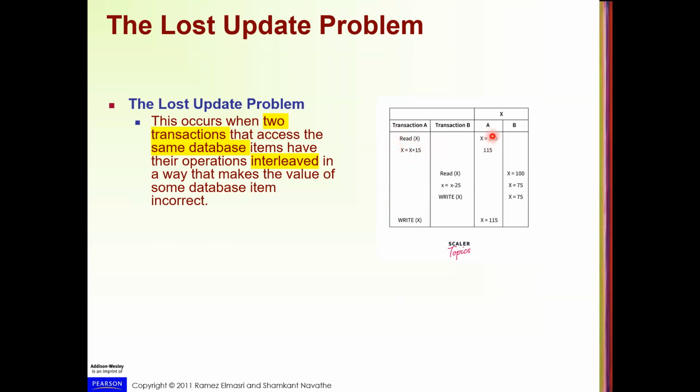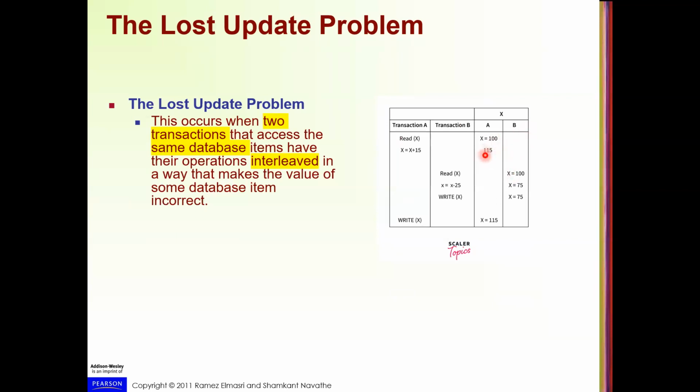Now, A read X as 100 and made it 115. Transaction B then reads X and subtracts 25 from it. You see, A has read the value of X as 100 and made it 115, but it did not write. Because it did not write, B read it as the original 100 only.